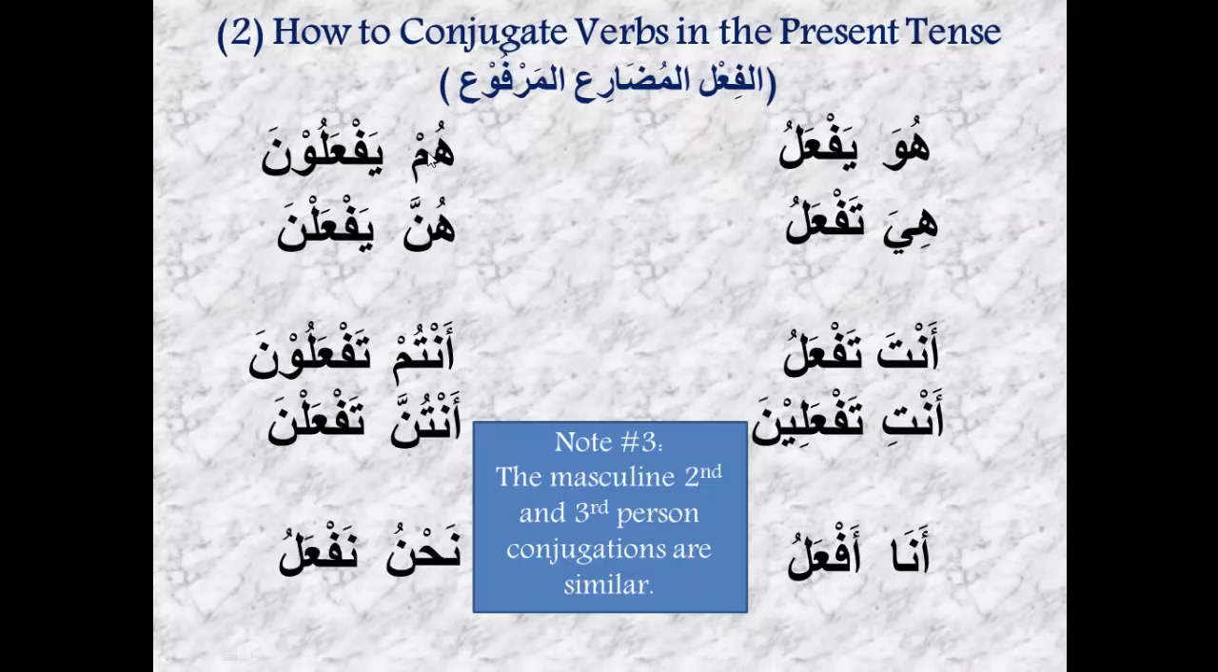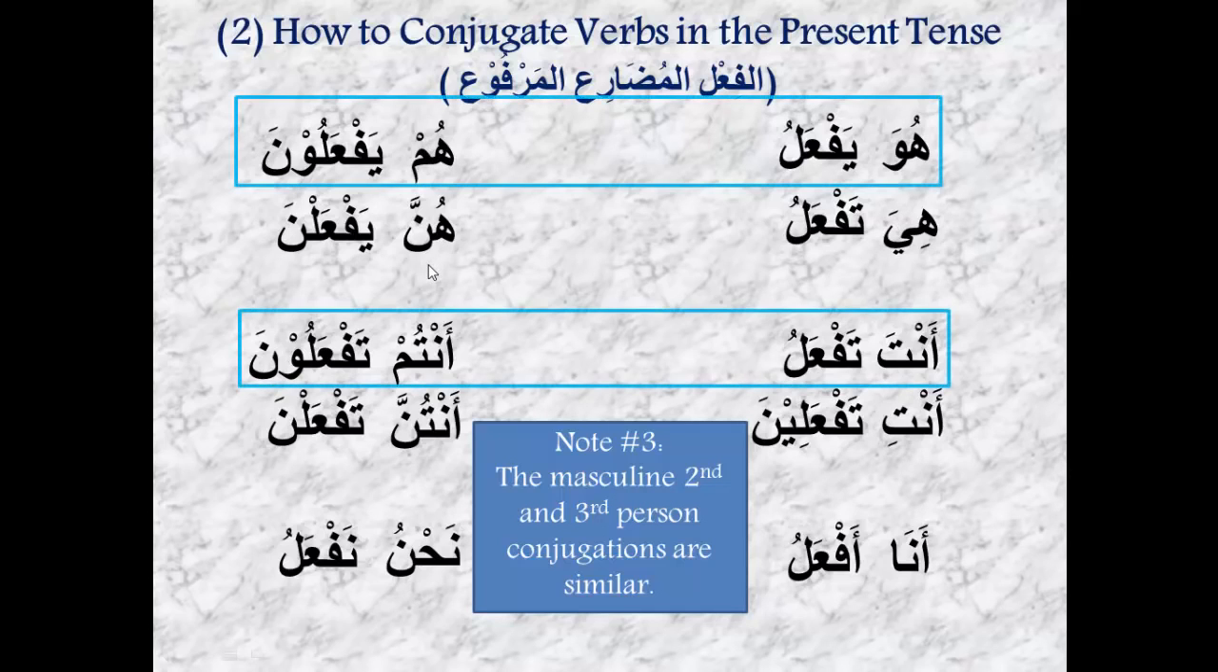They are very similar. So to go from huwa to hum, remember all we did was add -una. Huwa yaf'alu, hum yaf'aluna. يفعل يفعلون. Same thing for the second person. أنت تفعل أنتم تفعلون. To go from singular to plural, again, just add -una. تفعل تفعلون.